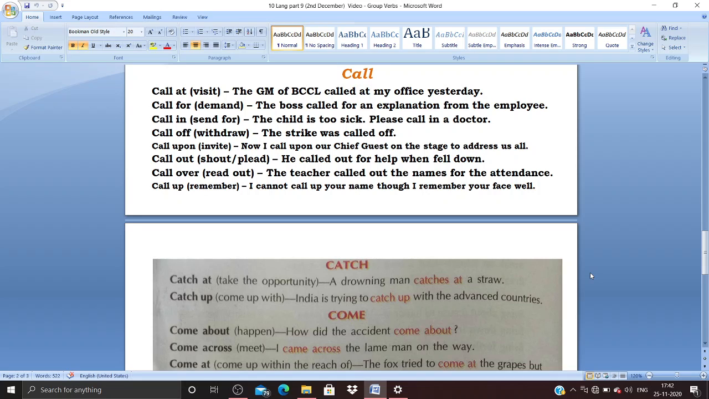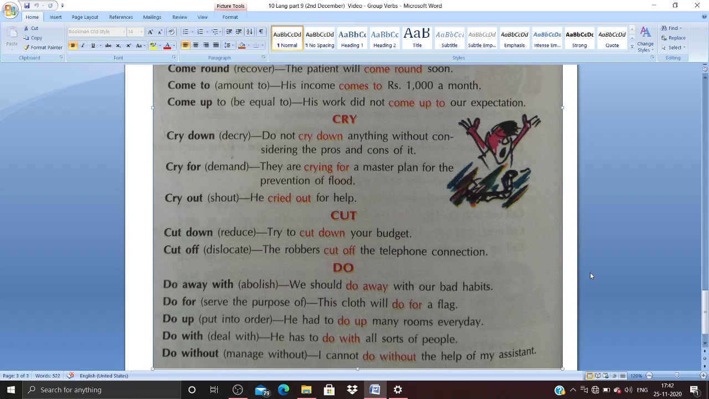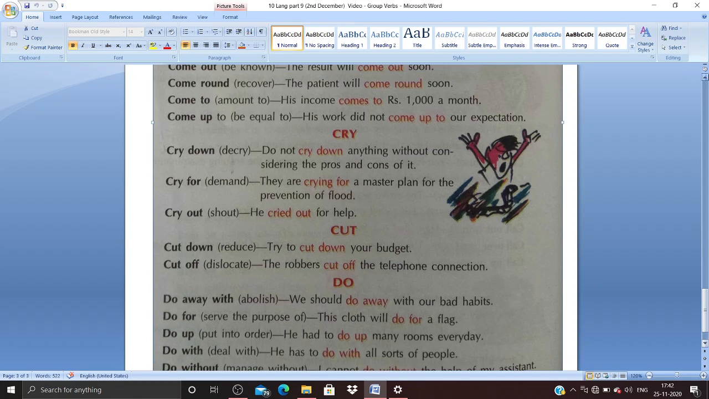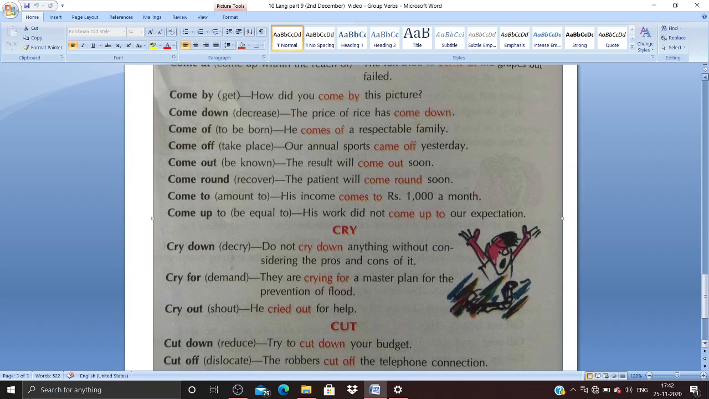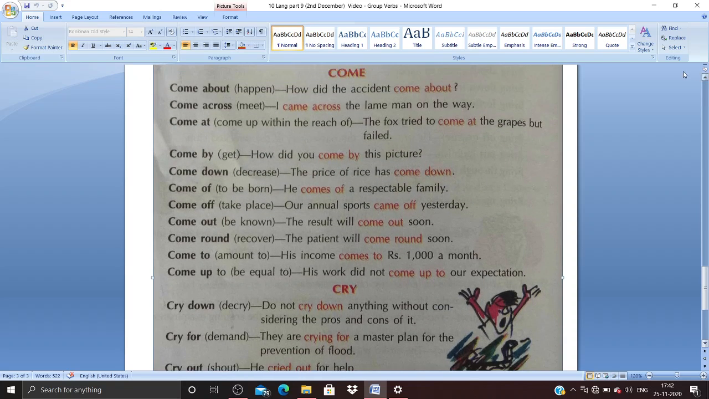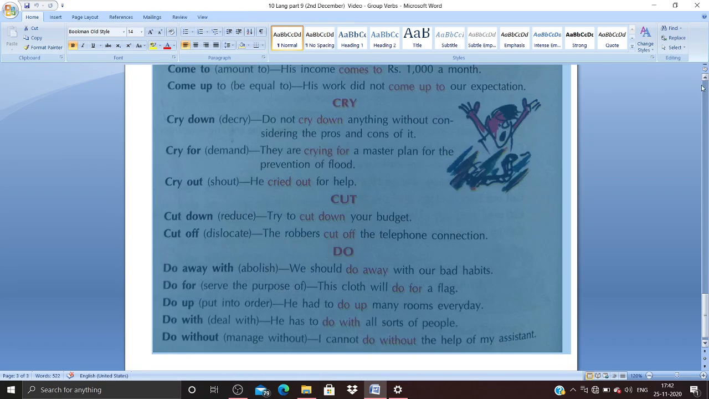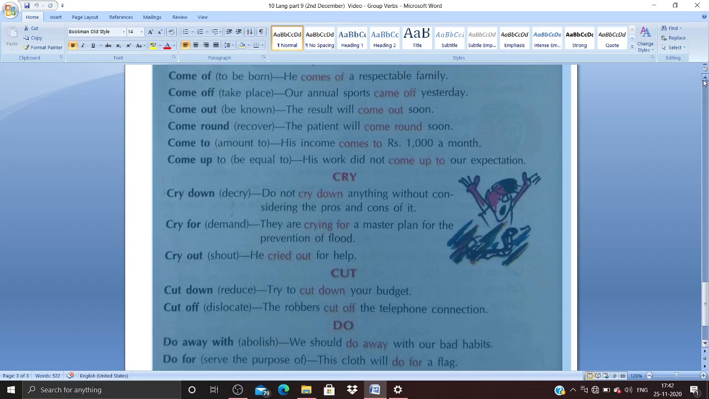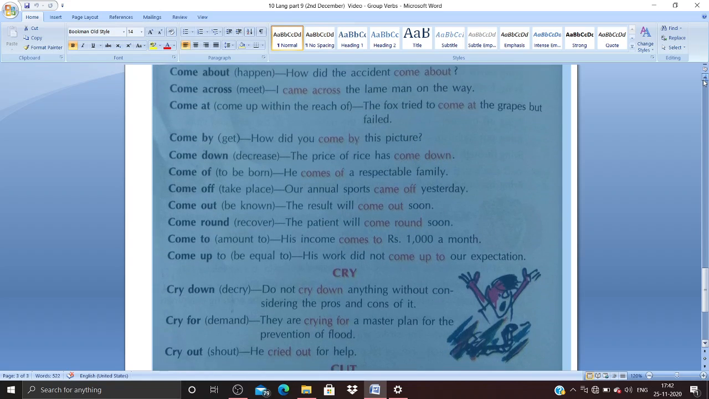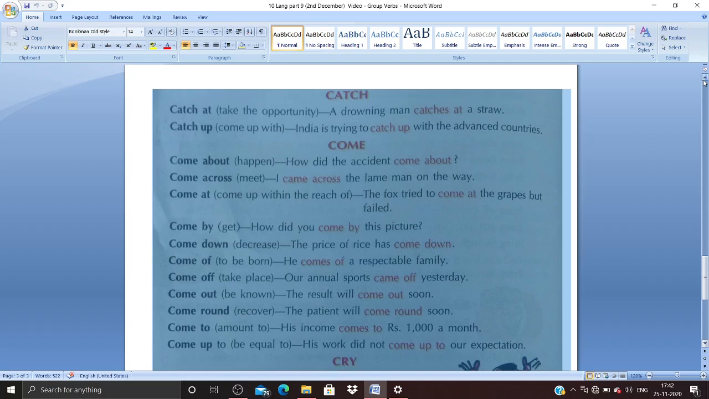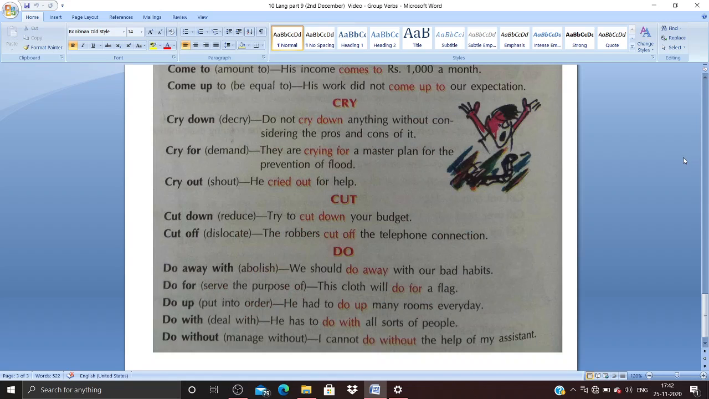Now we proceed with a few more verbs, that is catch. Catch at, take the opportunity. A drowning man catches at a straw. Catch up, come up with. India is trying to catch up with the advanced countries.